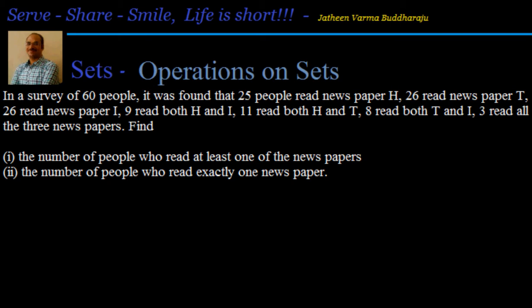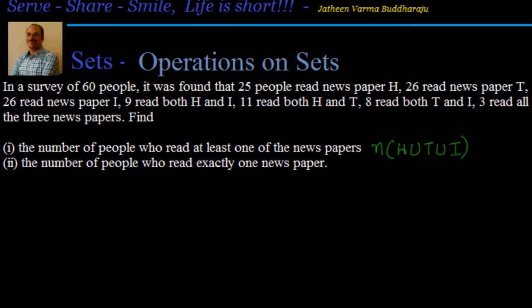So first let's try to understand what we have been asked. What is the meaning of the number of people who read at least one of the newspapers? That's nothing but equal to N of H union T union I, where H, T, I are the sets of the 3 newspapers. Number of people who read exactly one newspaper, what's the meaning of that? I have to find out the people who read only H, only I and only T, and add them up.